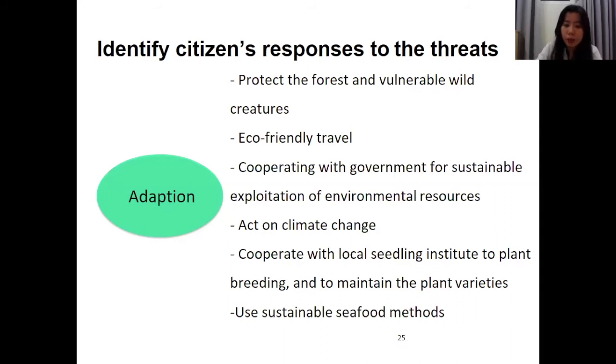They can cooperate with the government for sustainable exploitation of environmental resources, and start to shop smarter, move smarter, and consume energy efficiently. Farmers also can cooperate with the local seedling institute to plant, breed, and maintain plant varieties, while fishermen use sustainable seafood methods like no gill netting, no hooks, and no lining.